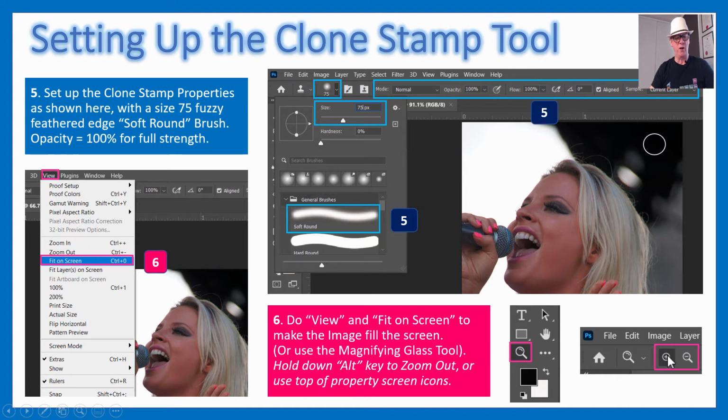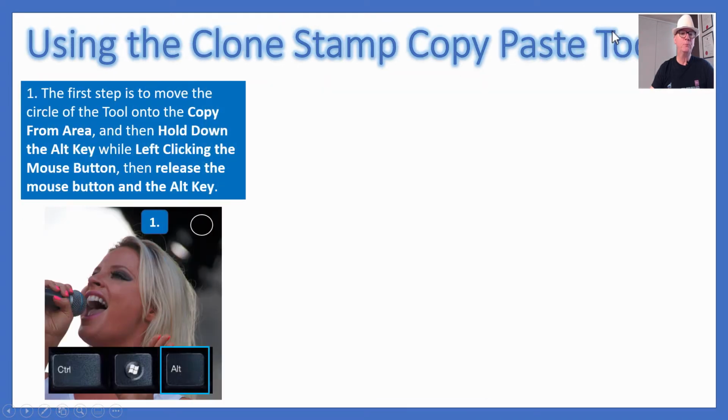You can just instead hold down the shift key to put it in plus mode, and hold down the Alt key to put it into minus mode. So that's another way of doing that. But for us, just to get this to fit on the screen so we can get rid of that white thing, just View, Fit on Screen will do the job for that.